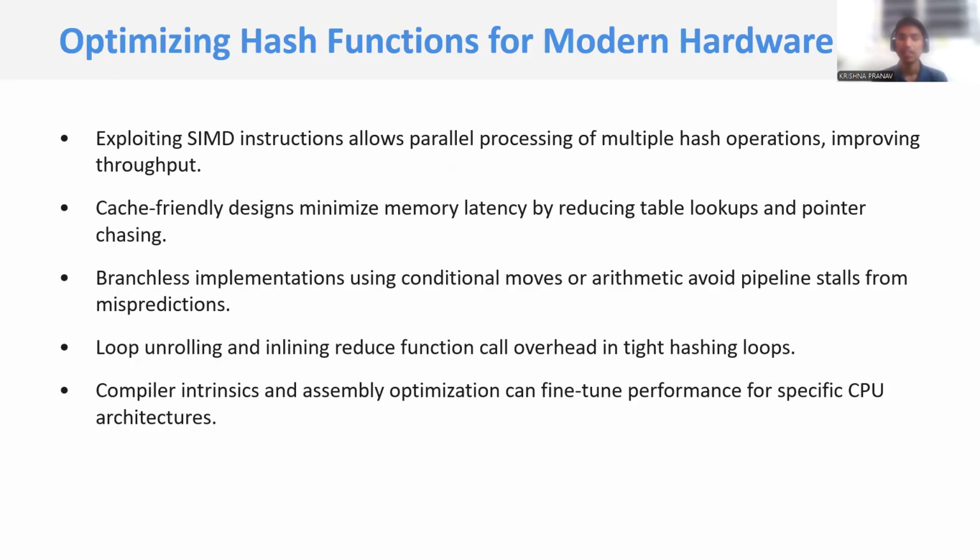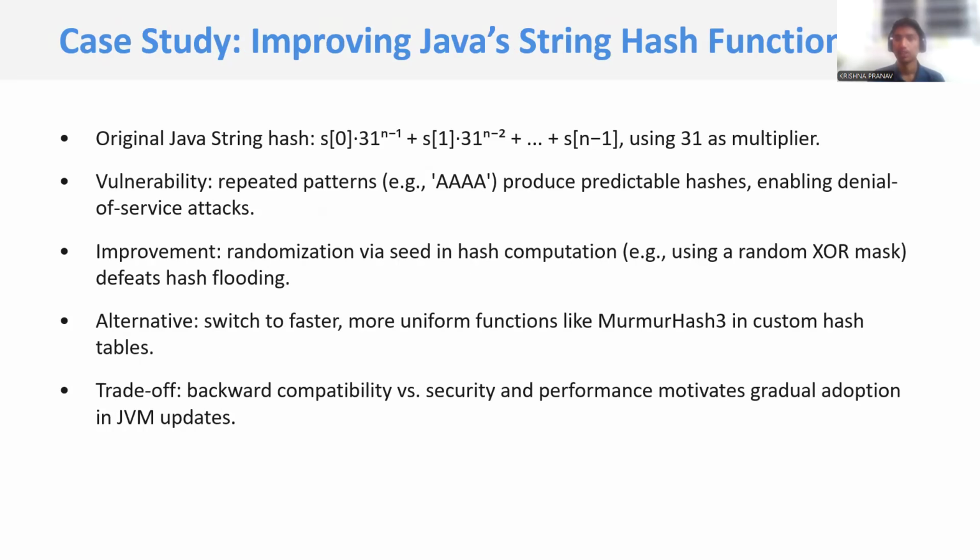Branchless implementation using conditional moves or arithmetic avoids pipeline stalls from mispredictions, along with loop unrolling and inlining, which reduces function call overhead in tight hashing loops. Compiler intrinsics and assembly optimization can fine-tune performance for specific CPU architectures.